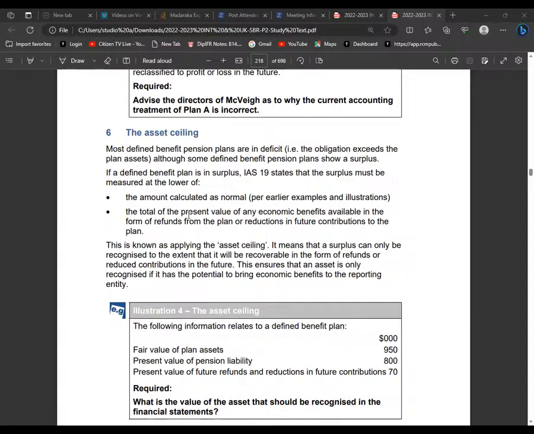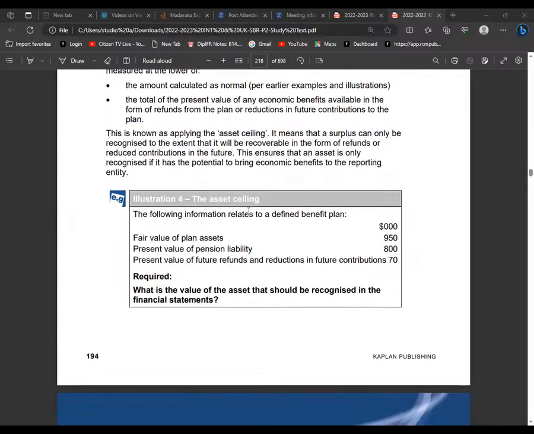and the total of the present value of any economic benefits available in the form of refunds from the plan or reductions in future contributions to the plan. This is known as applying the asset ceiling. It means that a surplus can only be recognized to the extent it will be recoverable in the form of refunds or reduced contributions. I don't even have to understand everything they're saying there. The most important thing is for us to see how this example has been done.